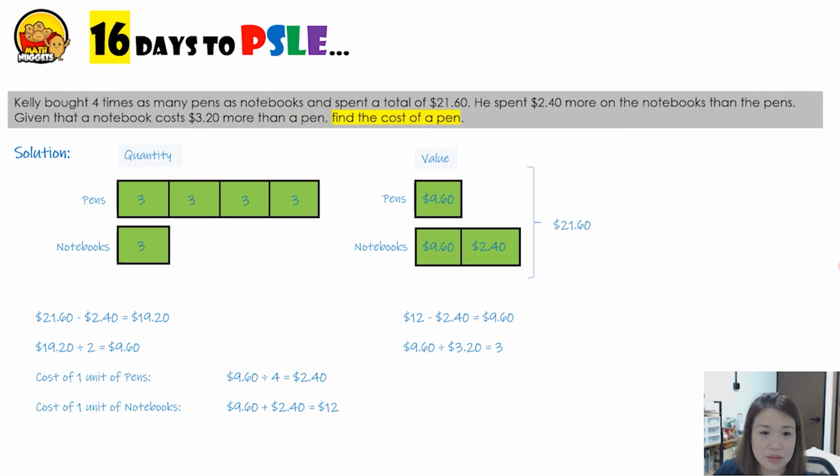So the question wants us to find out the cost of a pen. We found just now that the cost of 1 unit of pens is $2.40. So inside 1 unit of pens, we have 3 pens, 3 items. So if $2.40 is the cost of those, we can simply divide and we will get 80 cents, which is the cost of 1 pen.